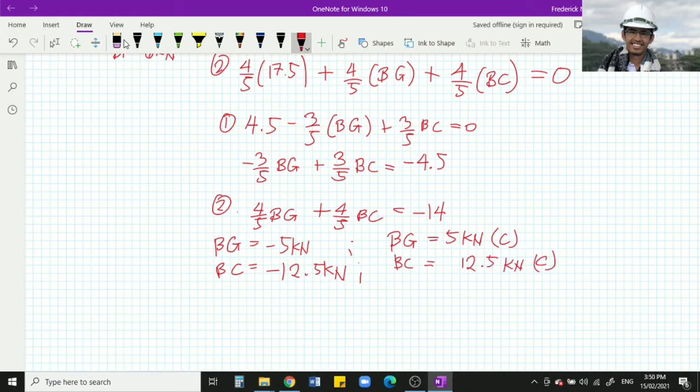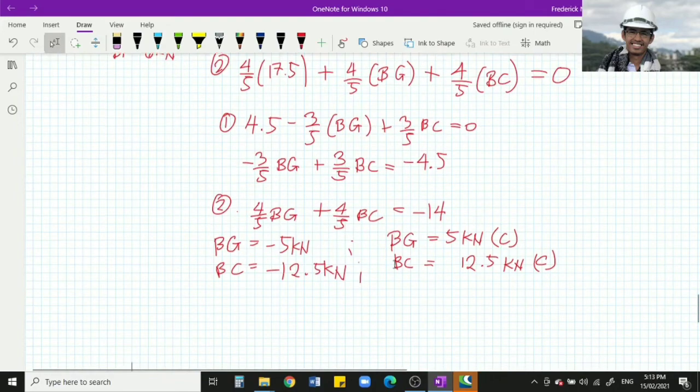So, kapag magsasagot kayo, class, it's either itong negative 5 or negative 12.5 kilonewton. And, pwede rin itong 5 kilonewton basta meron yung naka-close and open parenthesis sa loob, which is yung C or T. Okay? So, either.